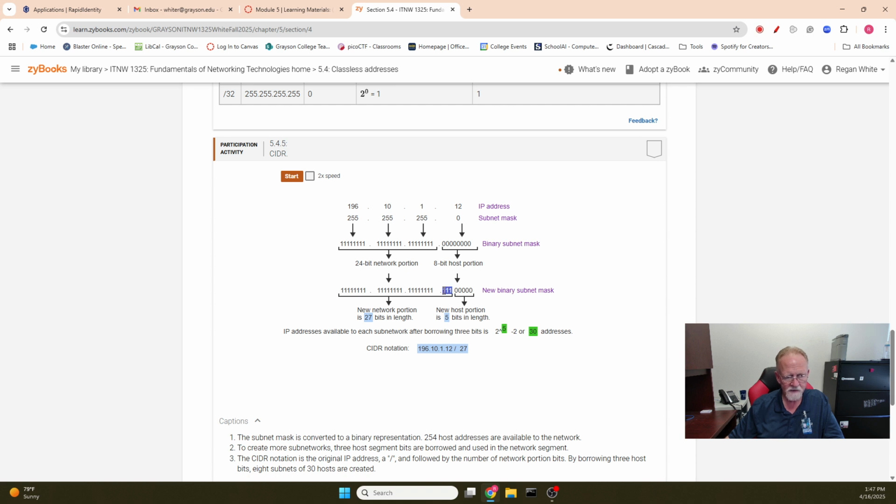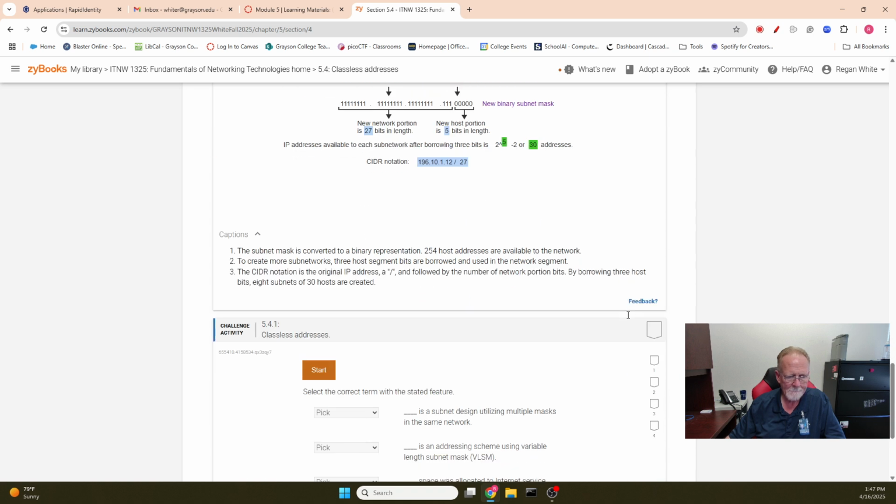Now, is that going to affect connectivity? Yes, it is, because this subnet mask is no longer the same, and so anything that was on this network, if it's got the same 255.255.255.0 subnet mask, it's not going to connect. So this is going to change connectivity. This is how we control traffic on a network when we subnet it.